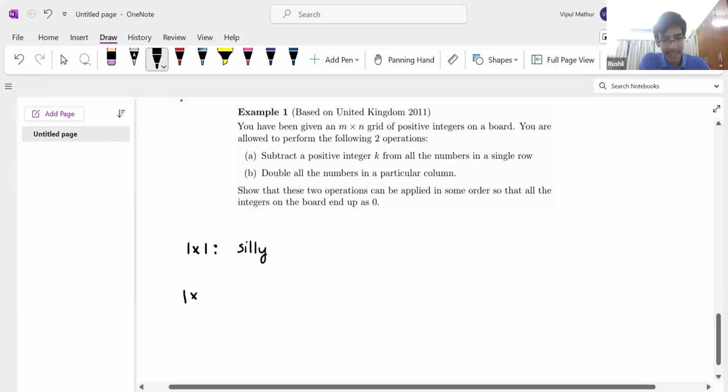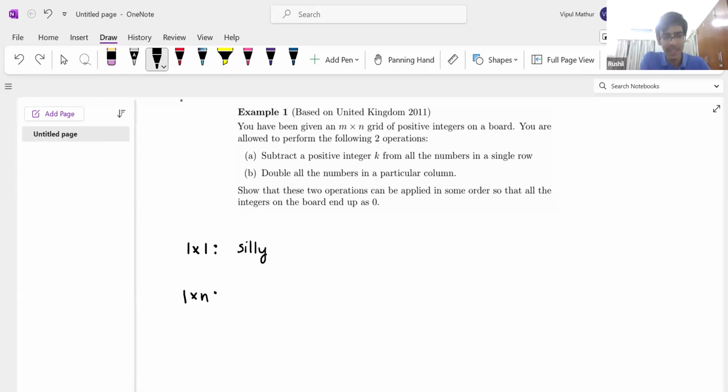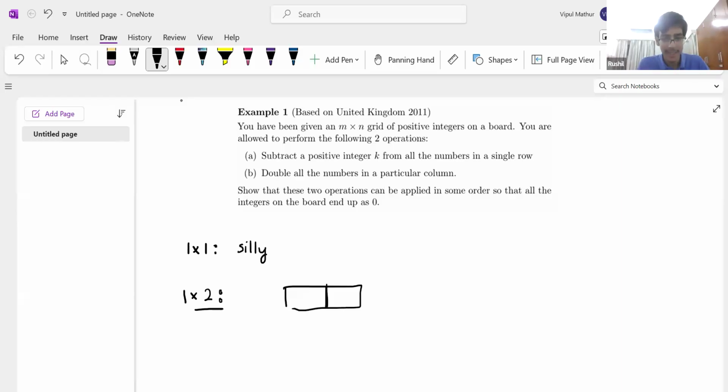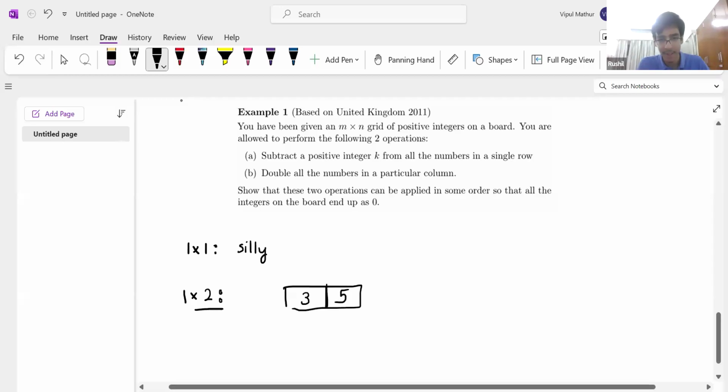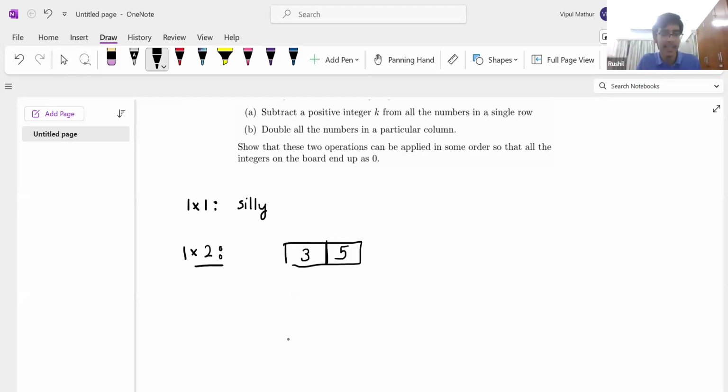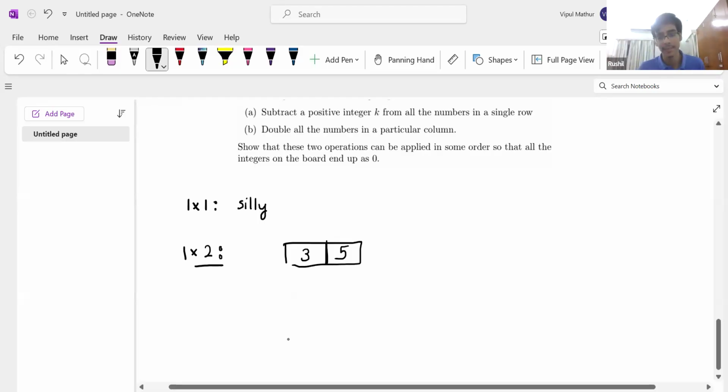Let's try a 1 cross n in general. Or rather, let's try a 1 cross 2. So you have two numbers like this. And in a move, you can either subtract the same number from both of them, or you can multiply one of the numbers by 2. So let's say you have 3 and 5, and you want to make both of these 0. So can someone give me an example of how we could do this?